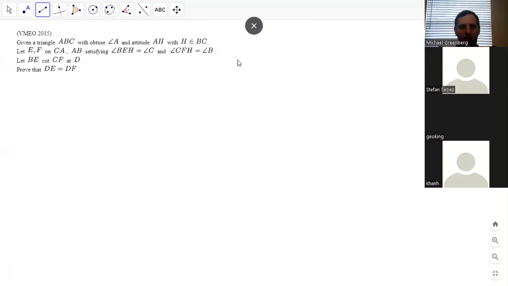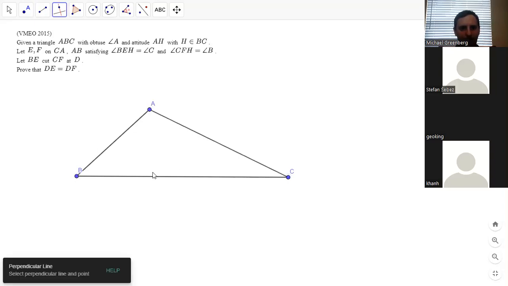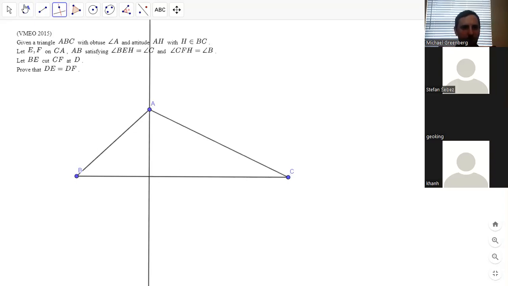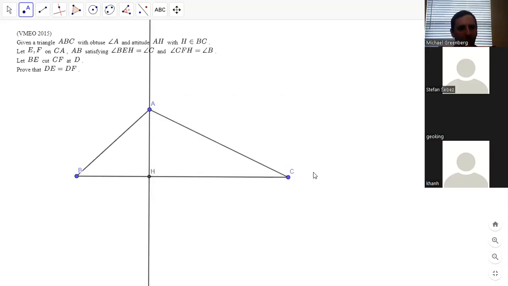Whoops, let me draw it like this. So the altitude is AH. And then angle BEH. So E is on CA, so that angle BEH is equal to angle C. What's the best way to do that? So that would mean that the circumcircle of BEH would be tangent to AC.